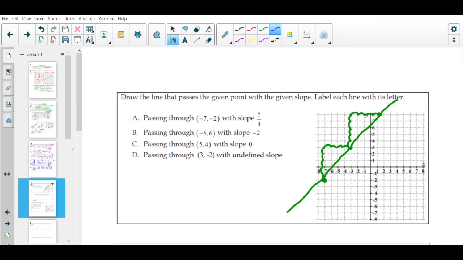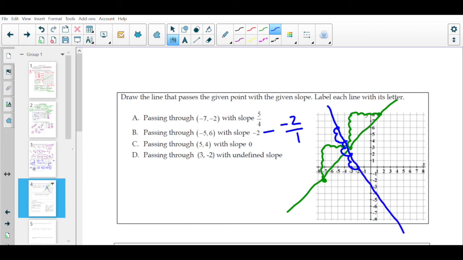Next one, letter B. Passing through -5, 6. So -5, and 1, 2, 3, 4, 5, 6, with a slope of -2. We can think of it as -2 over 1. A rise of -2, so that's going down, and a run of 1. 1, 2, and a run of 1. 1, 2, and a run of 1. 1, 2, and a run of 1. So there's our line right there.